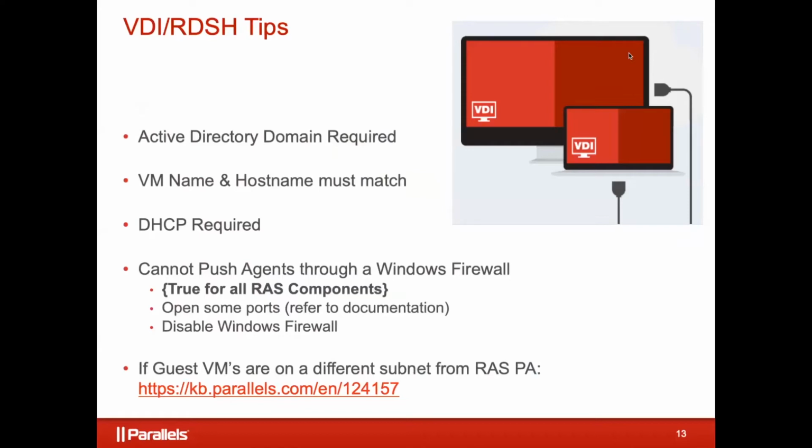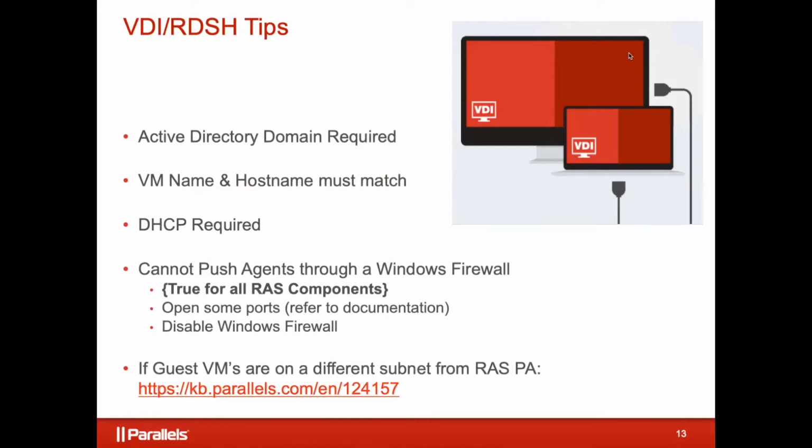All right. We also require DHCP. And then the third one here: we cannot push agents through Windows Firewall. So if you're trying to add the Parallels RAS guest agent, and again, I'll go through this process with you, just remember if the Windows Firewall is on in that local system, we won't be able to push through it. It wouldn't be much of a firewall if we could do that. So you either need to disable the firewall temporarily or permanently, it's up to you, or open some ports. But regardless, we've got to get our agent on there first, past the firewall.